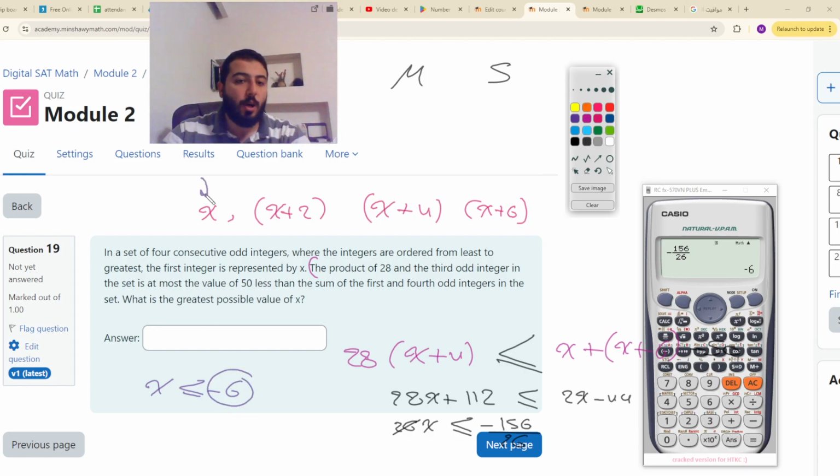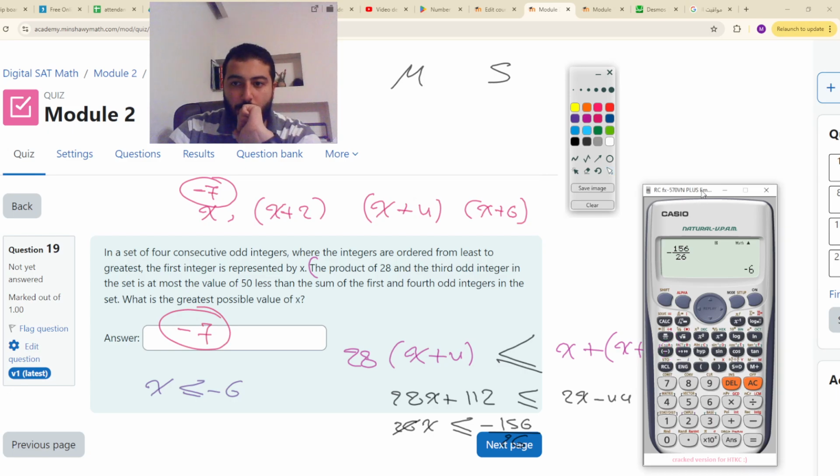He said x is an odd value. It is not even, and it is less than, so it could be negative 7. This is the greatest possible value of x. He didn't say they are positive. If you understand, send 1.